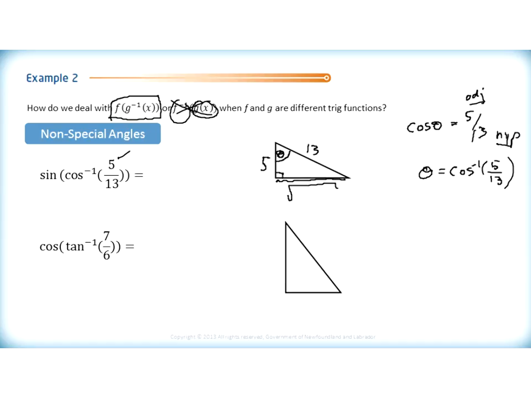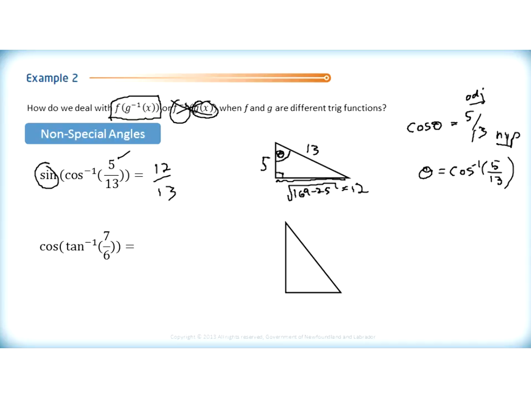So it's going to be the square root of 169 minus 25, which is the square root of 144, or 12. Okay, so the opposite side to that angle is 12. So now that I have all three sides of my triangle, I can find the sine ratio. The sine ratio is the opposite over the hypotenuse, 12/13.